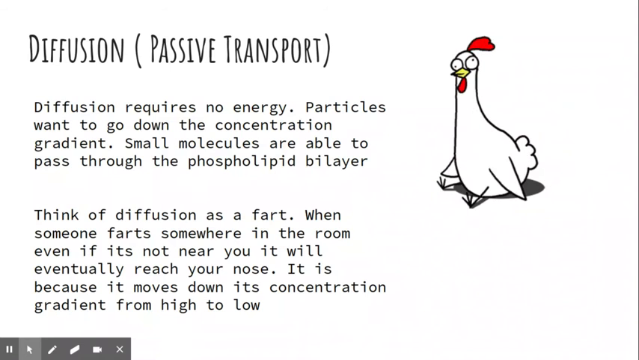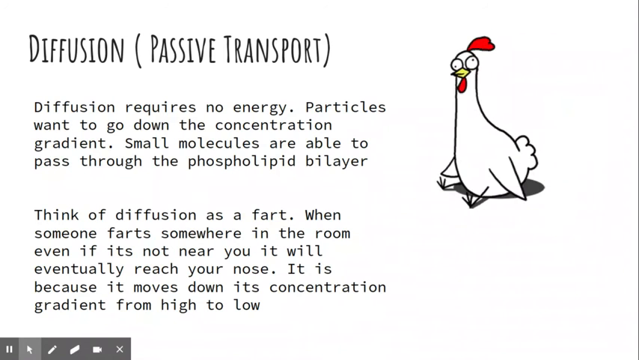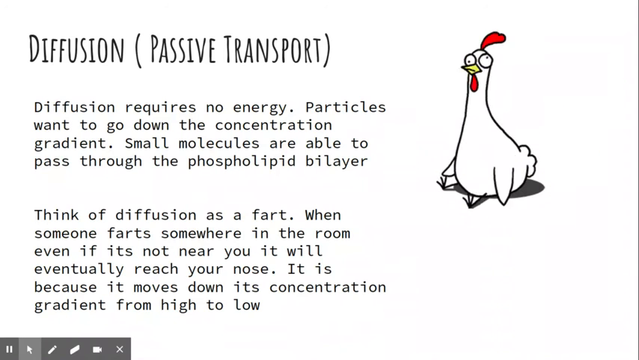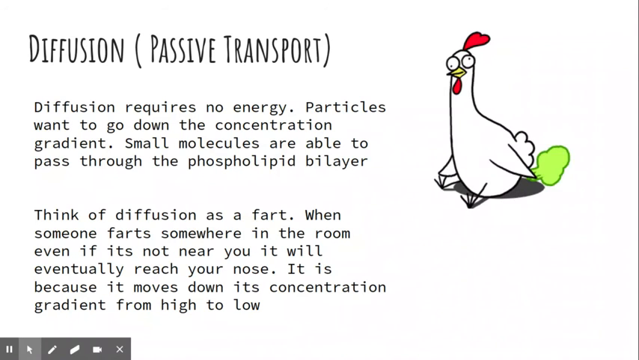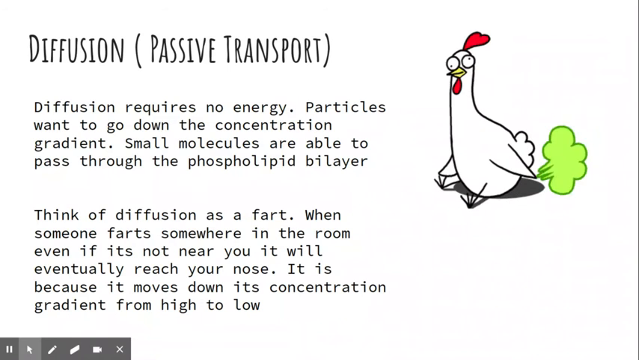And really tiny small molecules are actually able to just slip through the phospholipid bilayer along their concentration gradient, so going down their concentration gradient. Now, the phospholipid bilayer allows them to pass through because remember, size matters. The smaller the molecule, the more likely it is to get in.